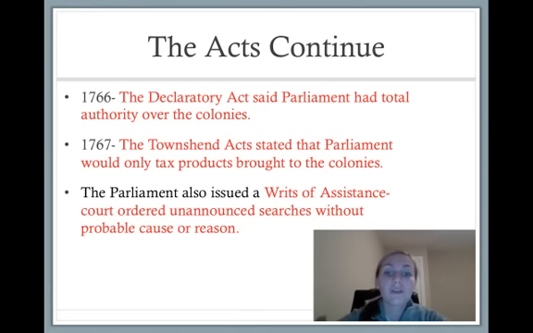Parliament also, in an effort to increase their control, issued what's called writs of assistance. That is a court-ordered unannounced search without probable cause or reason. So imagine that you're sitting at home and all of a sudden the police or someone of authority walks into your house and they have no reason to be there. No one's being accused of a crime for any reason. So the threat that can happen at any time is very serious to the colonists, and they felt that their rights were being violated.